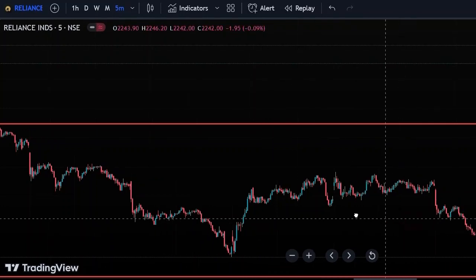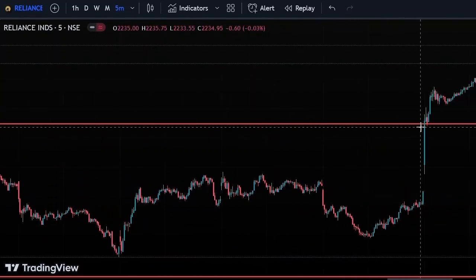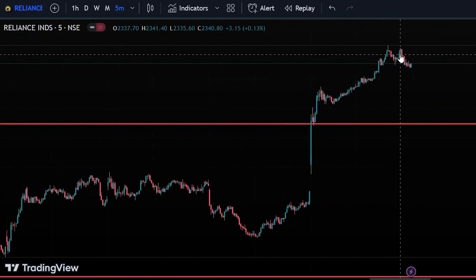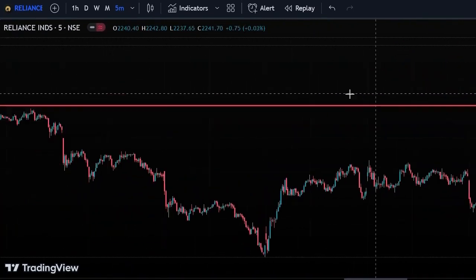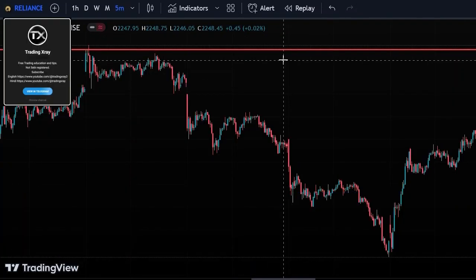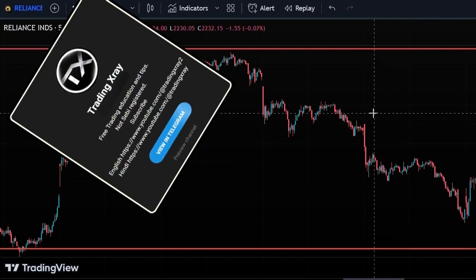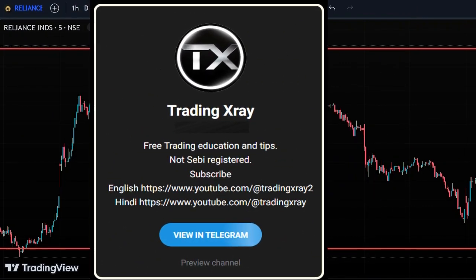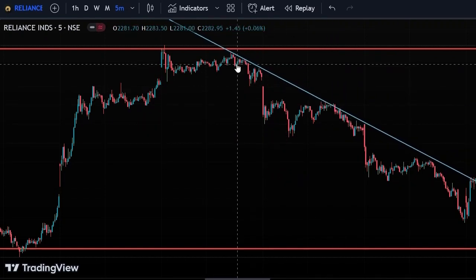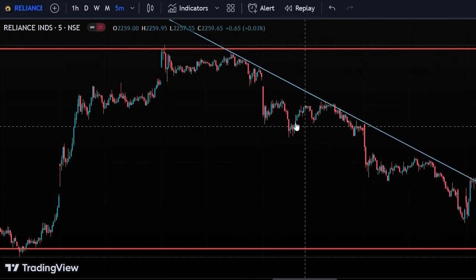And now let's check the resistance. As you can see, the market had reached the resistance level, but it crossed the resistance without any small bounce and directly crossed it. So it means the theory of support and resistance didn't sustain in this particular chart. That's the main problem in traditional support and resistance.